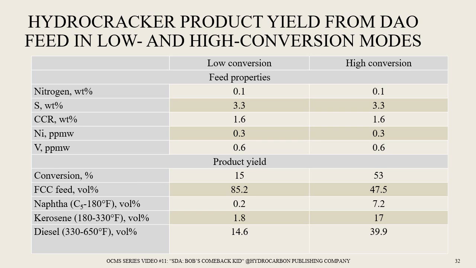This table shows the results of the case study, showing the weight percents of FCC feed, naphtha, kerosene, and diesel of the FCC products from 2 identical feeds at low and high conversion modes.